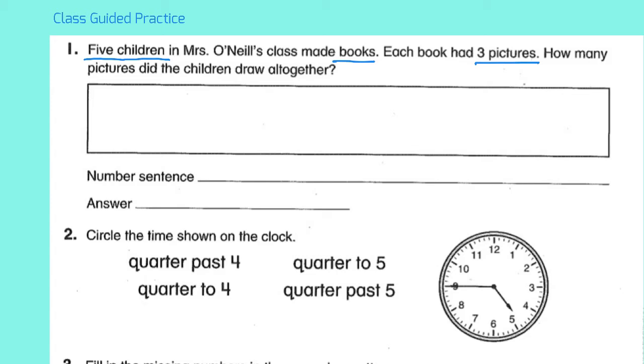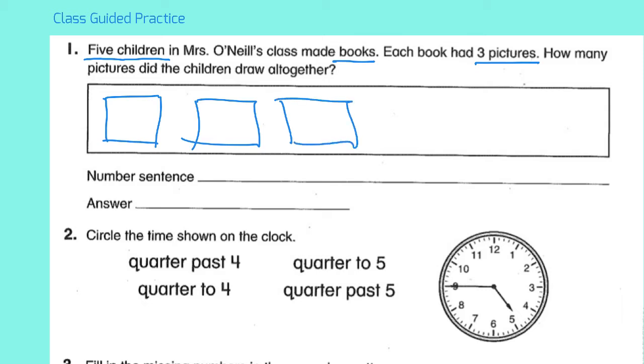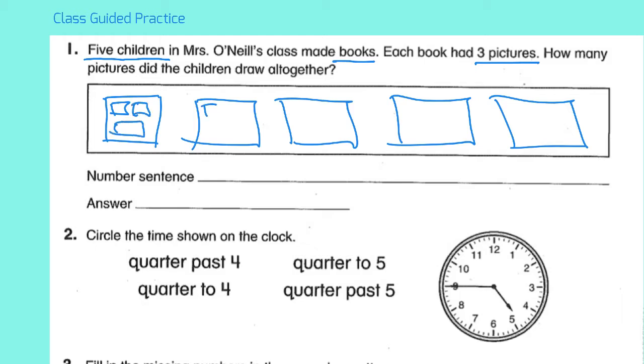So let's go ahead and draw. We have 5 children made books, so we're going to draw 5 books. 1, 2, 3, 4, 5. And each book had 3 pictures. Guess we draw little ones.